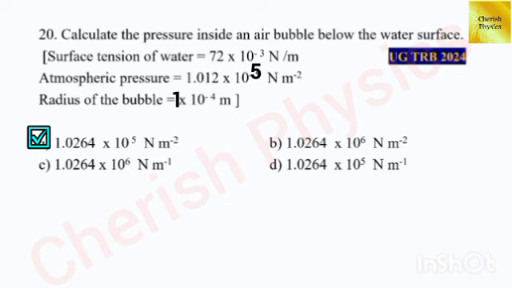The answer is option A, 1.0264 into 10 to the power 5 Newton per meter squared. Let us see the solution.